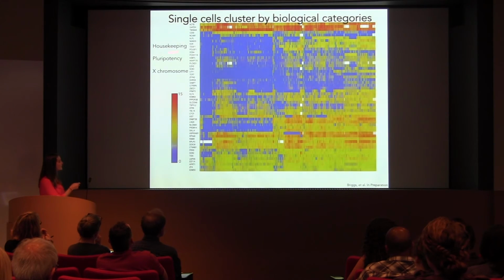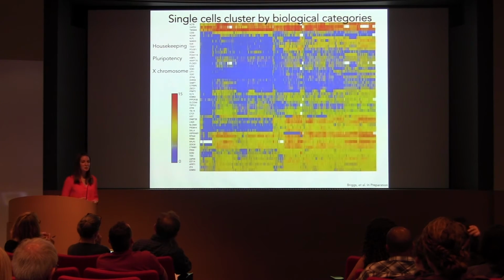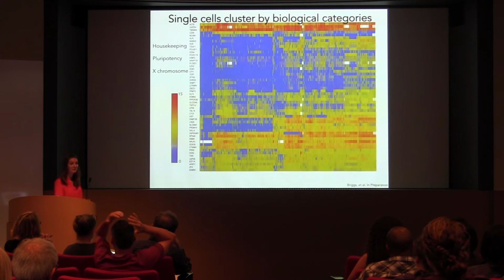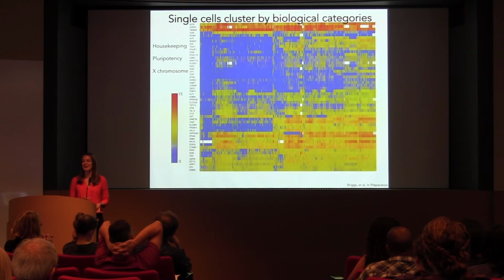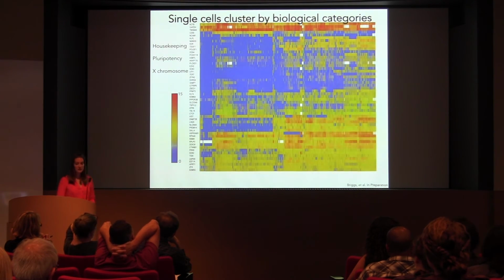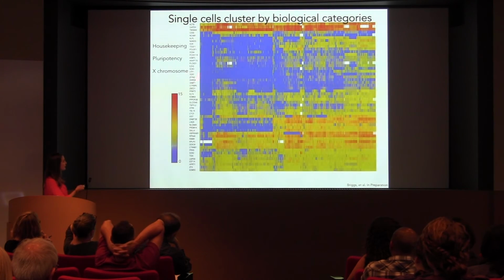The first is housekeeping genes, because we want to ensure that our single cells are expressing genes that we know that they should. The second group is pluripotency, because we want to know that our stem cells are indeed stem cells, and these are known markers of pluripotency. And then finally, we focused on the X chromosome.